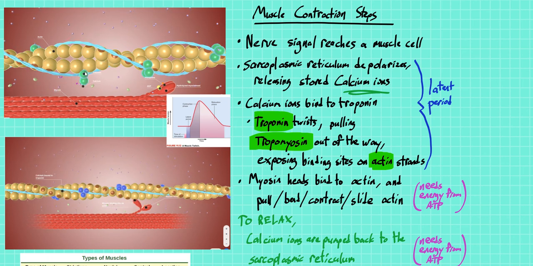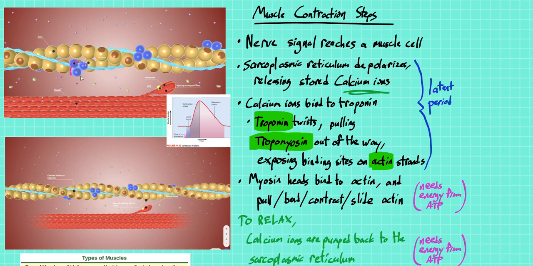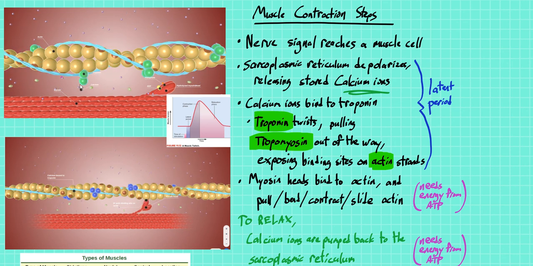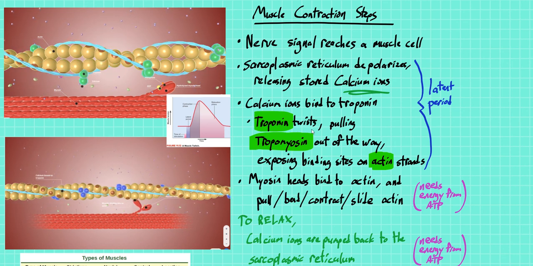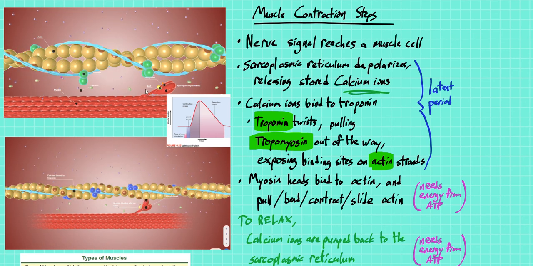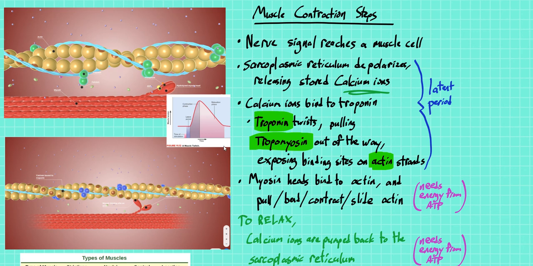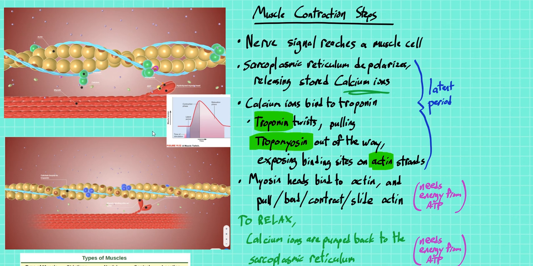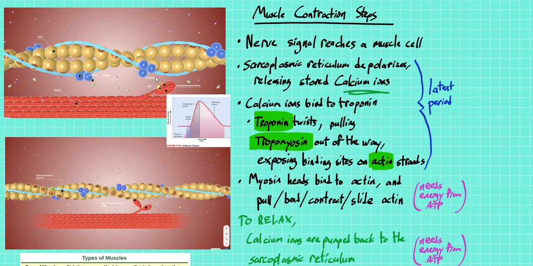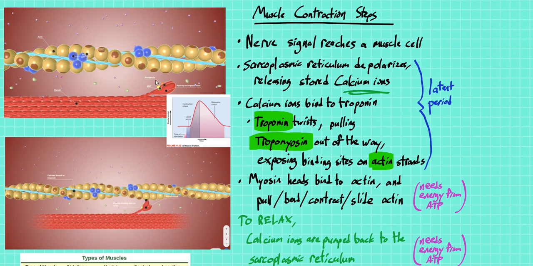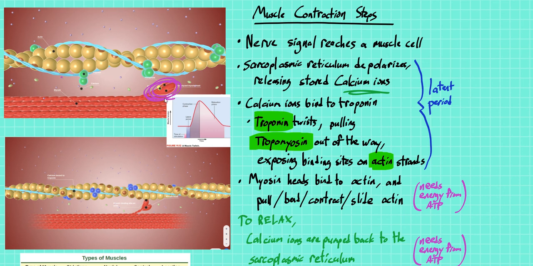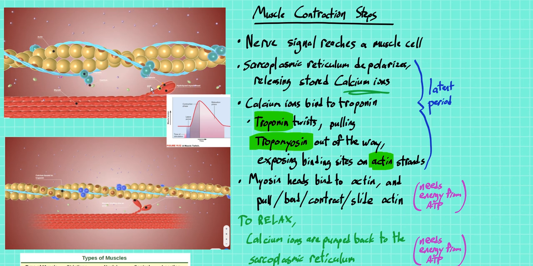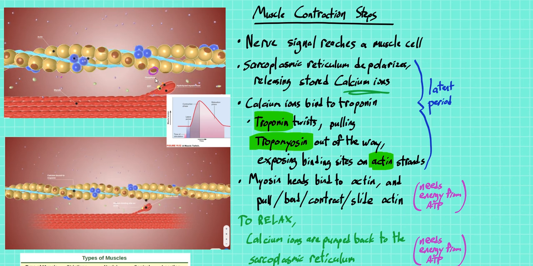They're going to stick to troponin. This little one here is troponin, and troponin is going to do a twist. That twist will allow tropomyosin, this thinner, in this picture, blue rope protein, to get out of the way. Right now it's blocking the active sites on actin, but soon it won't be. As soon as troponin does its twist, tropomyosin gets out of the way, and now the myosin head can see that active site right there.